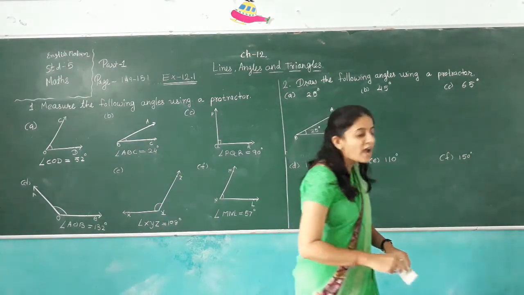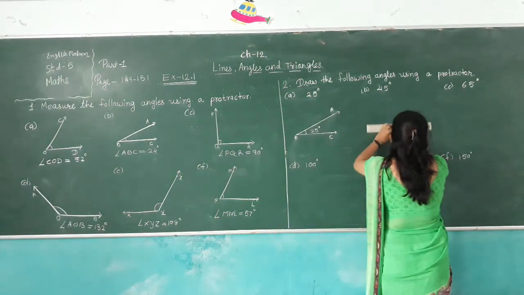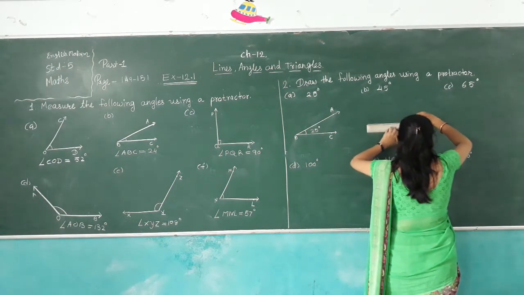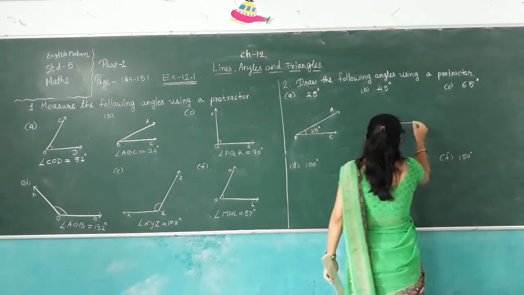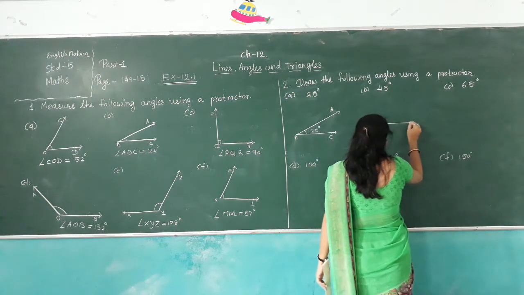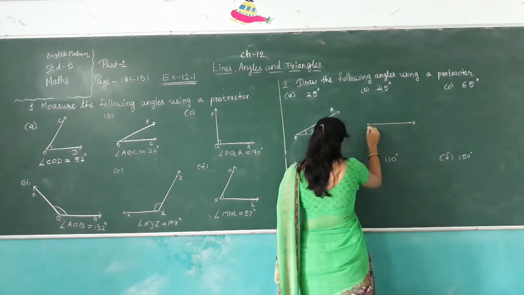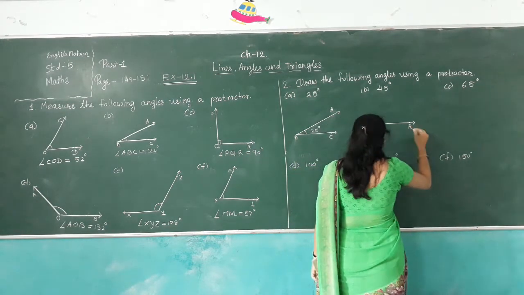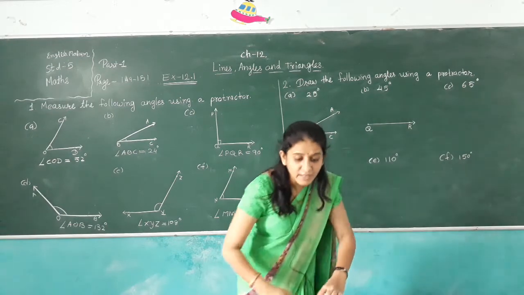Now a 45 degree angle. First you draw a ray. Keep a point here, this is the end point. Another point here is called Q, and this one is R. Now 45 degrees.